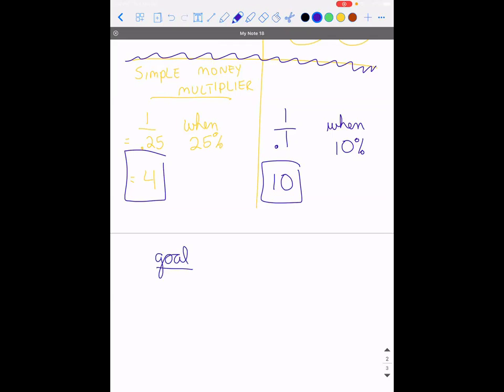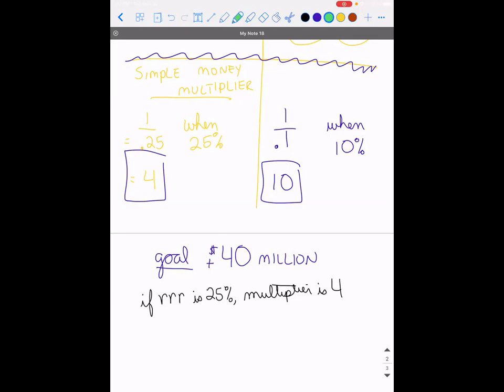Let's go back to our goal, my made up goal here. My made up goal was that I needed a $40 million increase. But if the required reserve ratio is 25%, then the multiplier is 4.